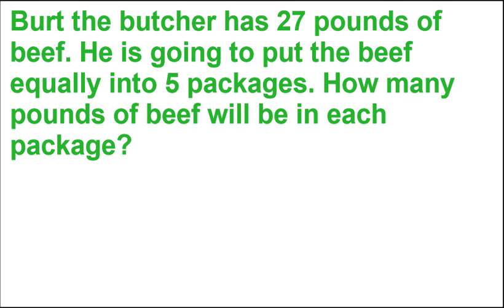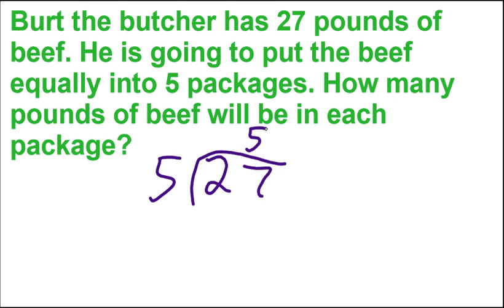5.4 is correct. So what you're doing, it's the 27 pounds divided by 5 packages. So 5 goes into 27 5 times. 5 times 5 gives us 25. When we subtract, we got a remainder. When we have a remainder with problems like this, we need to keep going.